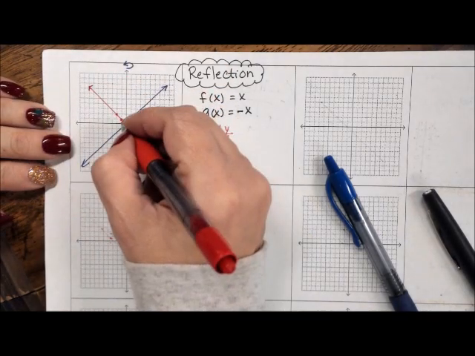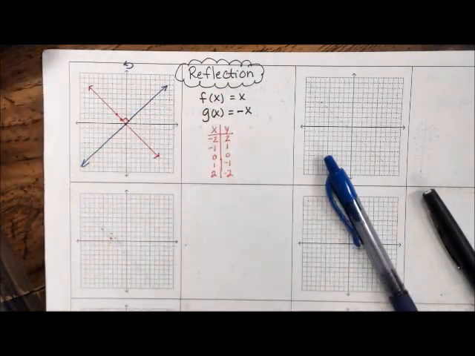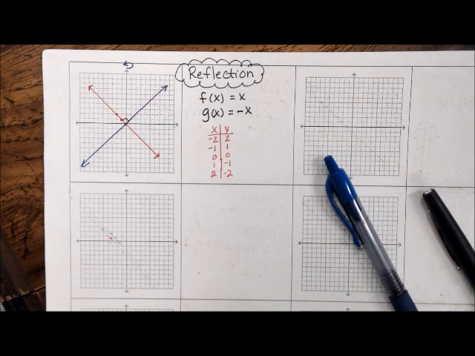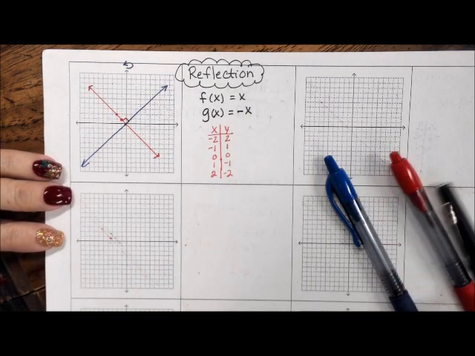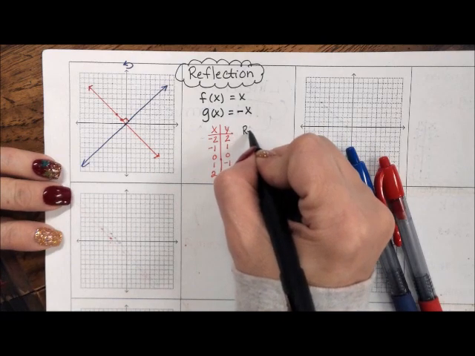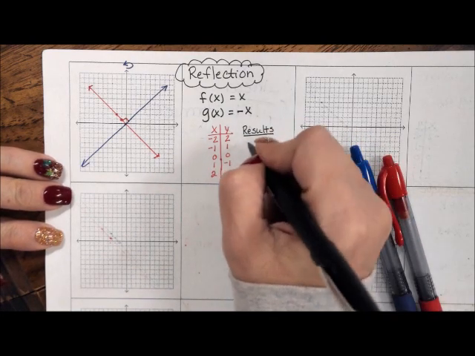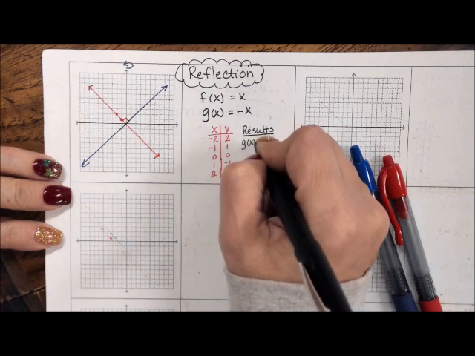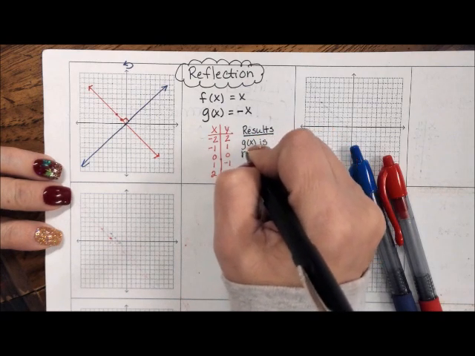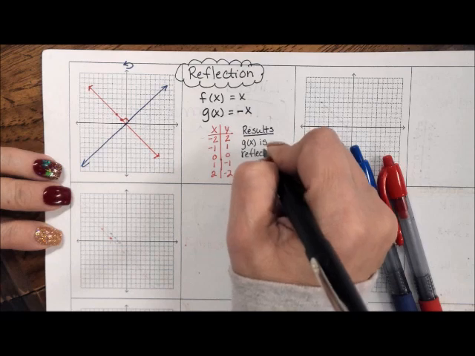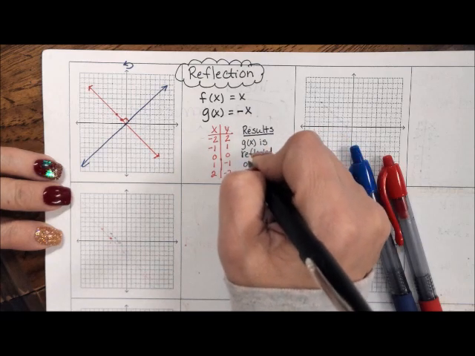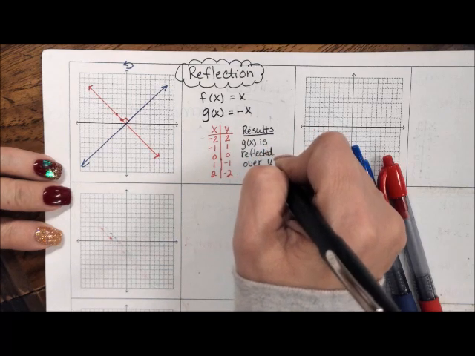And you might even say these lines are perpendicular. The reflection of it would be perpendicular. All right, so let's put that the results would be that g of x is reflected over the y-axis.